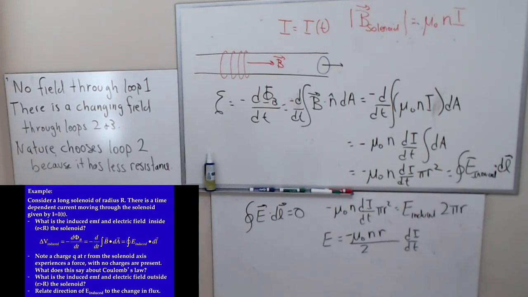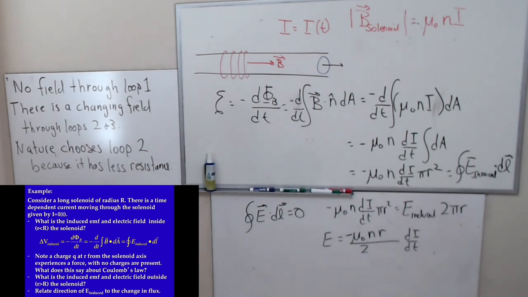Okay. Yeah, this is a weird electric field because it's due to a changing magnetic field. You don't need any charges present. And so if you apply Gauss's law to that field, the integral through a closed surface is always zero. And if you put a charge inside that solenoid, it's going to experience a force. And that charge is going to end up going in a circle because of that circulating electric field.